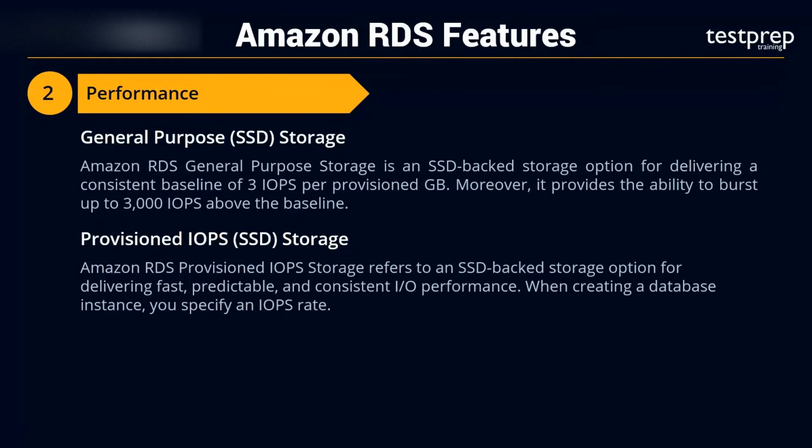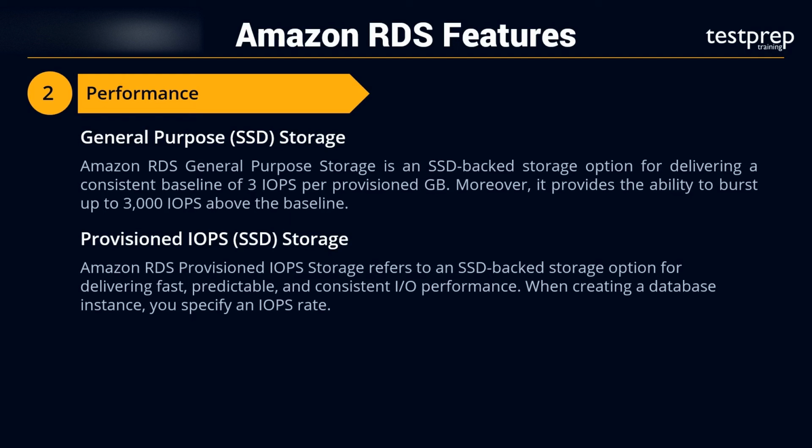2. Performance. Amazon RDS General Purpose Storage is an SSD-backed storage option for delivering a consistent baseline of 3 IOPS per provisioned GB. Moreover, it provides the ability to burst up to 3000 IOPS above the baseline.